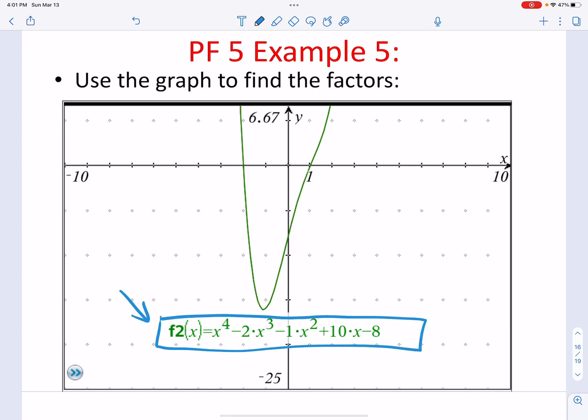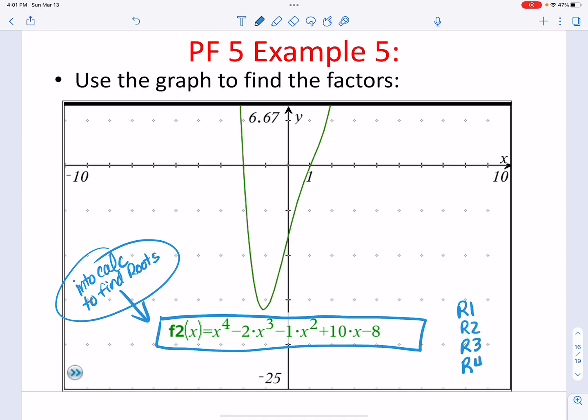So what you're going to do, if they give you an equation, you're going to type it into your calculator to find the roots. And I'll tell you right now, if this is the only information I give you, you would have a calculator. So I type this into the calculator. It is a degree 4. So I'm going to need root 1, root 2, root 3, and root 4. And if I look, I have root 1 at a negative 2. And I have root 2 at 1.